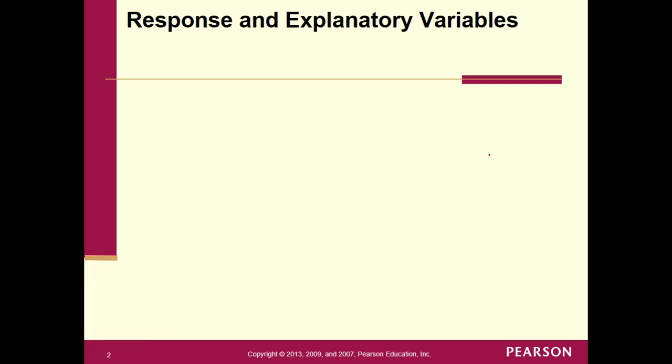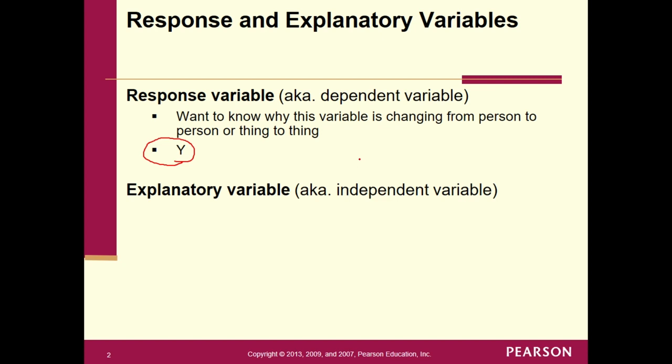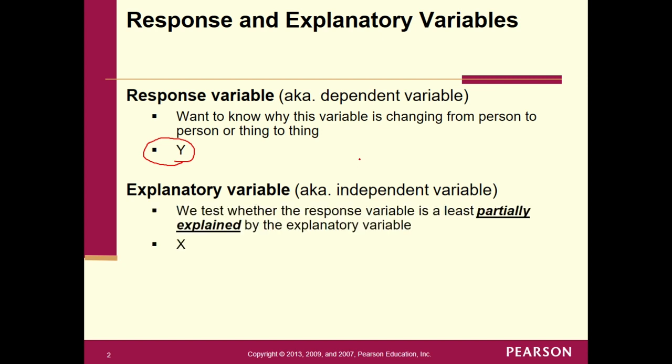All right, so we still have a response variable. What we're going to find out is that the response variable is going to get a y in this type of analysis, and you'll see the reason behind that in a little bit. The explanatory is going to get the x. So explanatory variable x, response variable y.